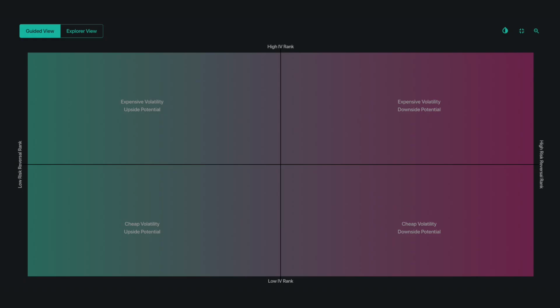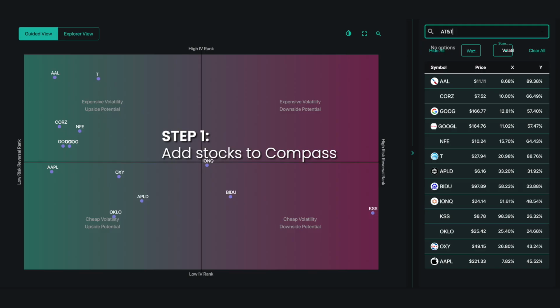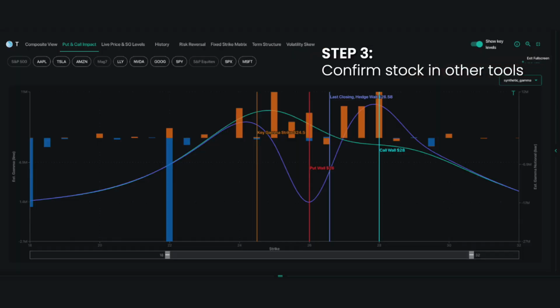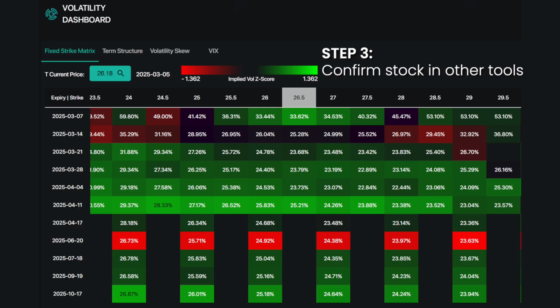So this example demonstrates how to use SpotGamma's newest tools to trade AT&T. Number 1, we first entered the ticker T into Compass. Number 2, T was positioned in the upper left quadrant, highlighting expensive volatility and a bullish direction. Number 3, SpotGamma's Equity Hub and Volatility Dashboard both reflected elevated options volatility and specific strike selection.